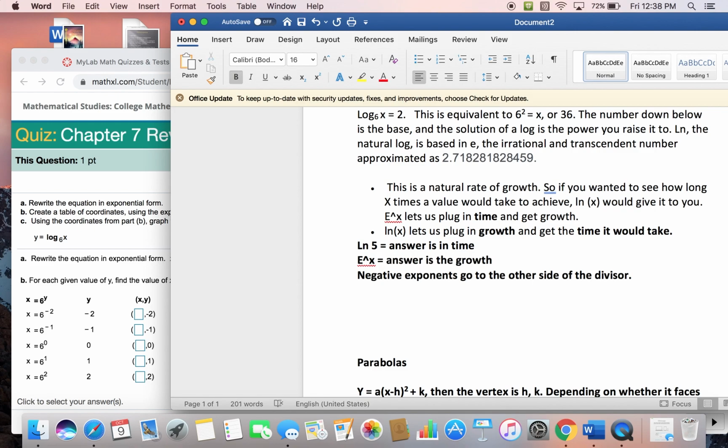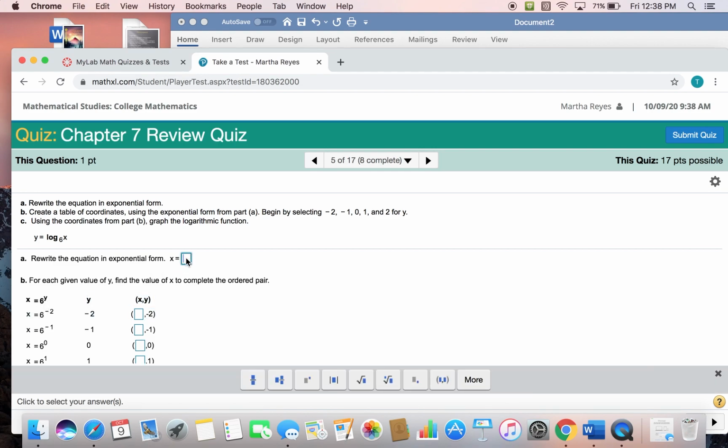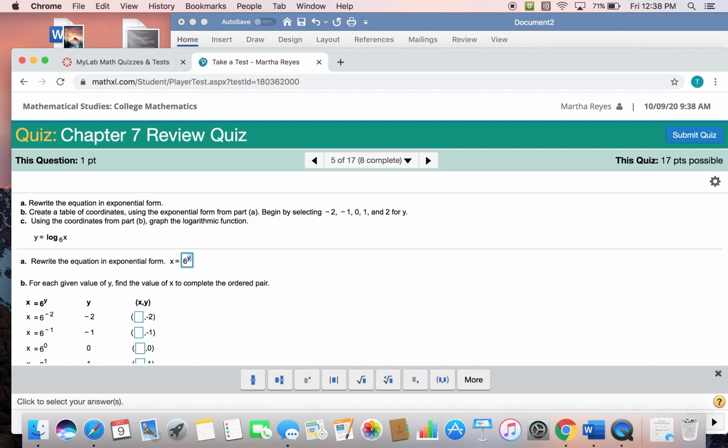Okay, now in order to solve this problem over here, as you can see, the actual answer to the first part is given down below, 6 to the y. So we're rewriting the equation in exponential form. It's just going to be 6 to the y power. And then it asks you to solve these.